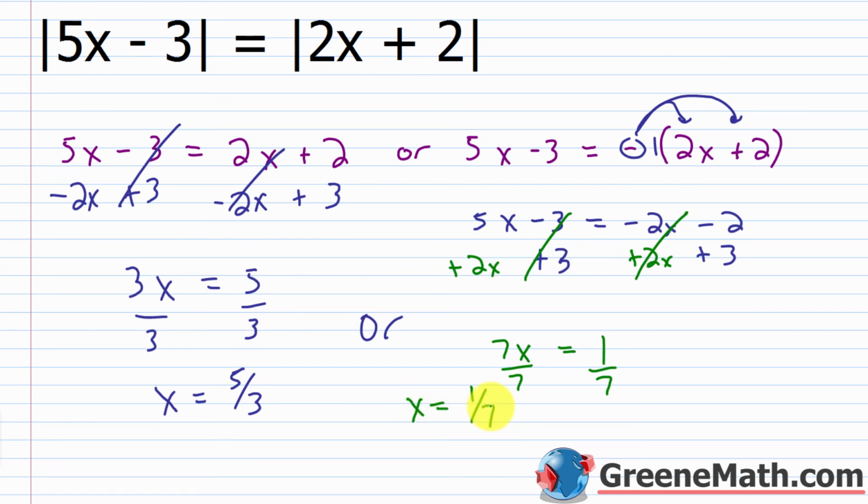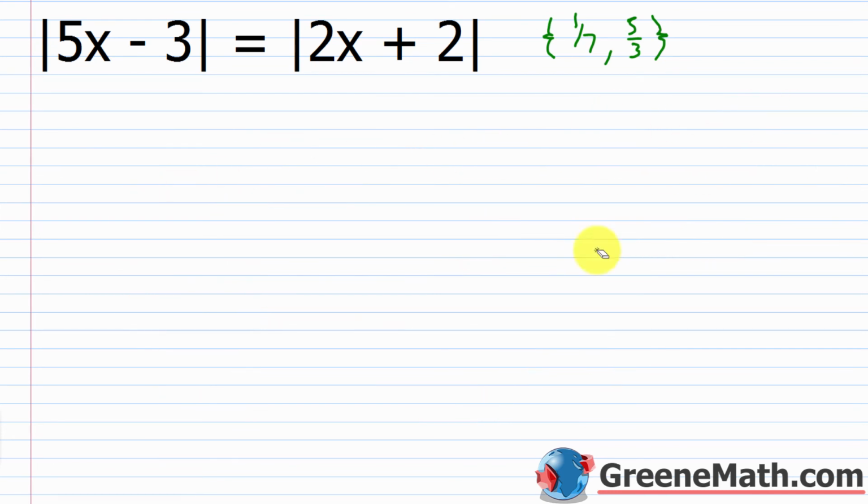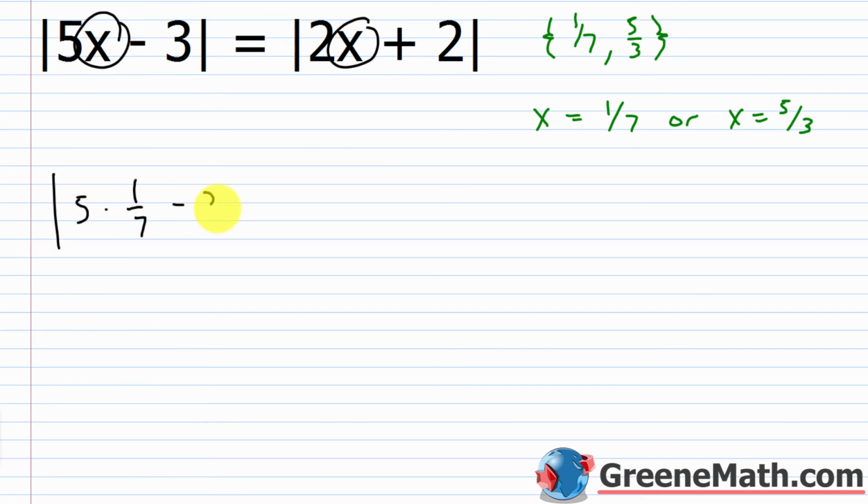So my solution set here contains two elements. We'll have 1/7 and 5/3. And let's go ahead and check this one because I want you to see that it works. So again, we have that x is equal to 1/7 or x is equal to 5/3. And if I start out by plugging in a 1/7 for x here and here, let's see what we get. So we'd have the absolute value of 5 times 1/7 minus 3. This should be equal to the absolute value of 2 times 1/7 plus 2.